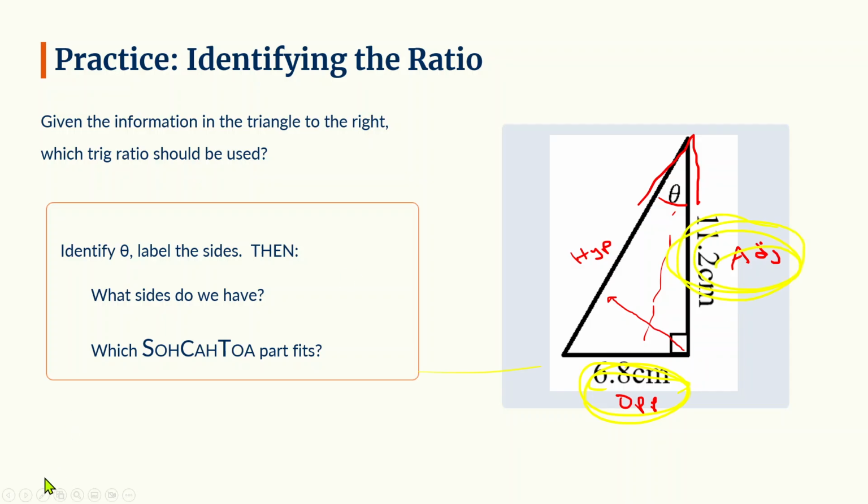So looking at SOHCAHTOA, which of SOHCAHTOA makes the most sense to use? What could we use? Well, sine is opposite and hypotenuse. I don't have hypotenuse, so I can't use sine. Cosine is adjacent and hypotenuse. Again, I don't have hypotenuse. Tan is opposite over adjacent. That's what I want. So I could say that tan theta is opposite, which is 6.8, over adjacent, which is 11.2. So label the triangles, label the sides, identify the trig ratio.